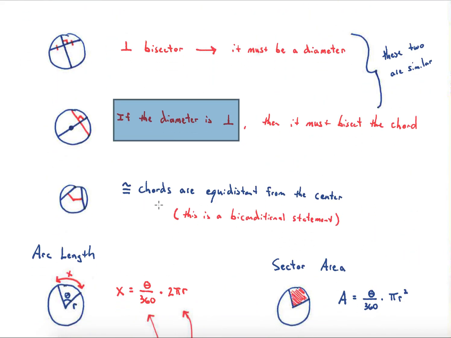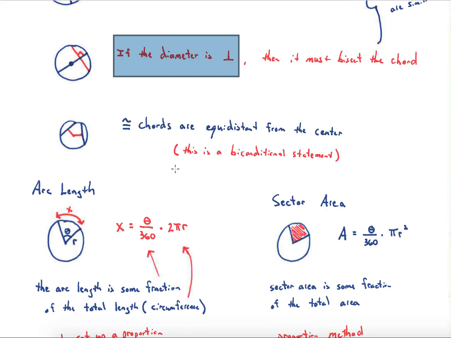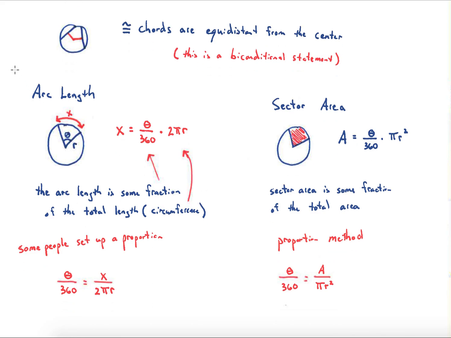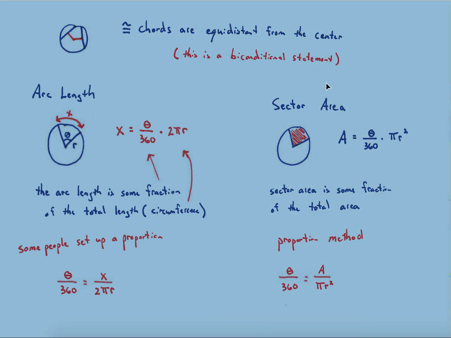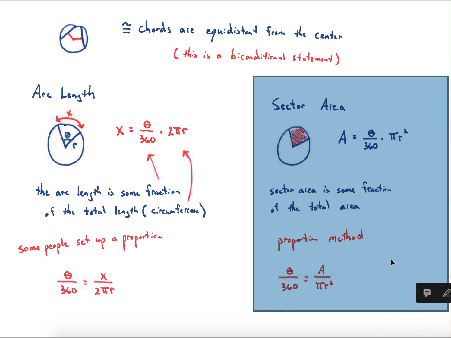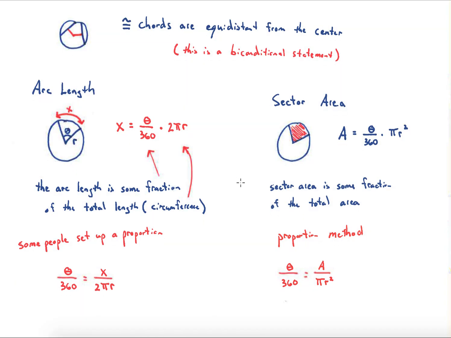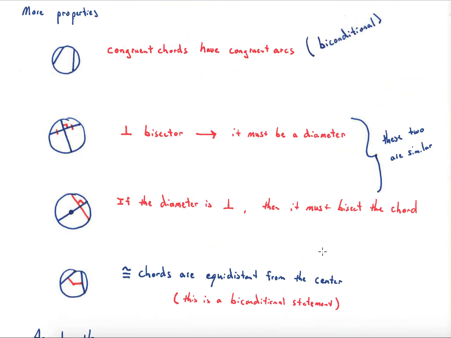Congruent chords are equidistant from the center. So if we have two congruent chords, the distances from the center, the two red lines, are congruent, and that is a biconditional. So if you have two chords that are equidistant from the center, the chords must be congruent. And then these are future things that we're going to spend a couple days on. We'll spend 1 or 2 days on the arc length formula, how to figure out the arc length relative to the angle and the radius, and then this sector area. The area of this little pizza slice, we're going to figure out how that's related to the angle as well. Okay, this will get you started on circles.